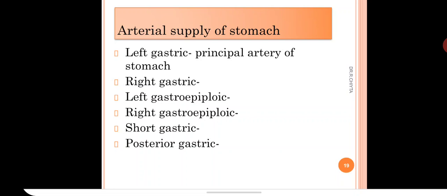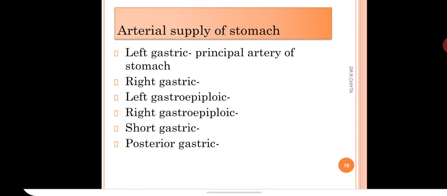Epiploic means, as we have seen in the epiploic foramen class, omental. So it is gastro-omental meaning. Right gastroepiploic is a branch of gastroduodenal. Both these right and left gastroepiploic arteries anastomose close to the greater curvature within the anterior layers of the greater omentum. Short gastric, 3 to 4 short branches of splenic artery, mainly supply the fundus of the stomach.